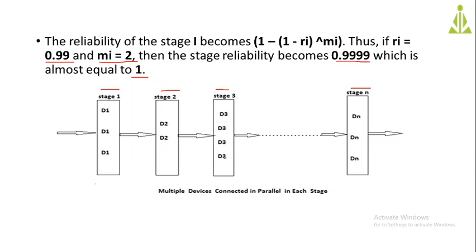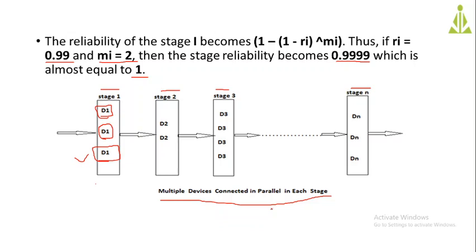You can connect them in parallel using the switching circuit. If this device is damaged or not working, we can use this other device. If these two devices are not working, we still have one more device to use. So like this, if you have multiple copies, then your work will not stop and your reliability will be increased. Multiple devices are connected in parallel in each stage.